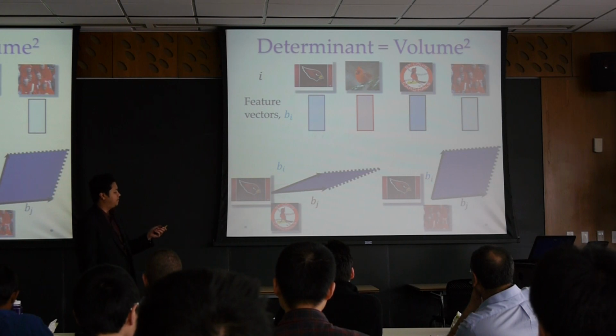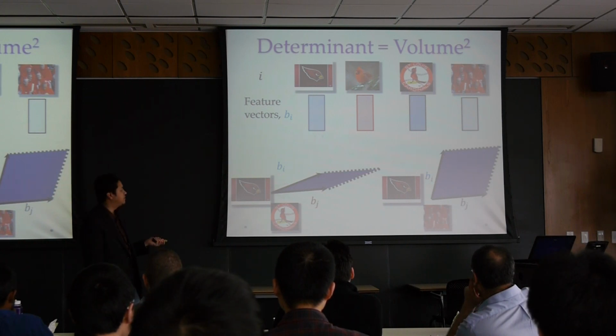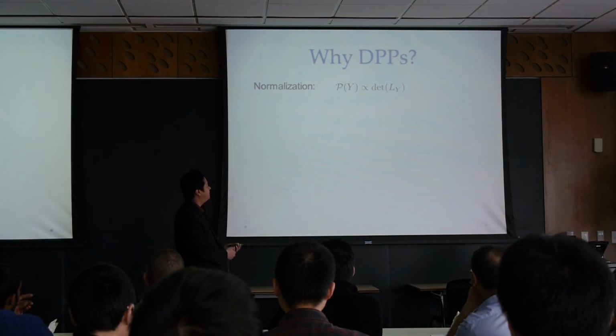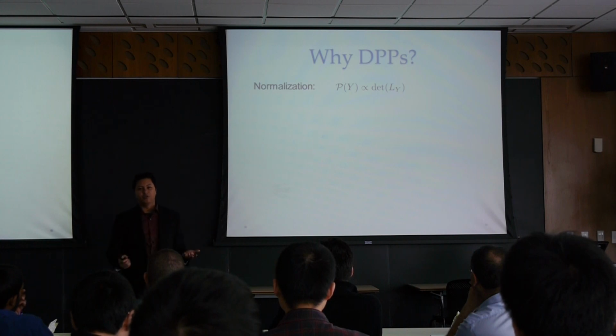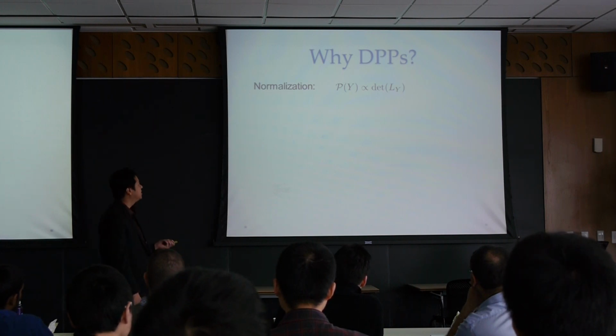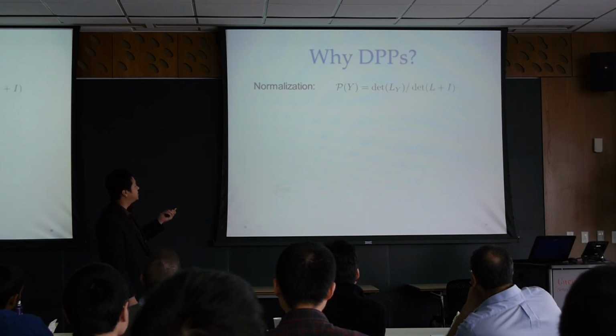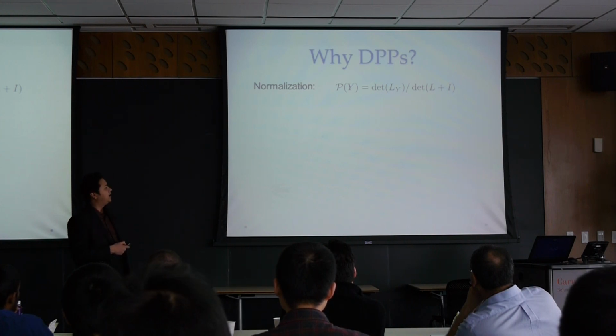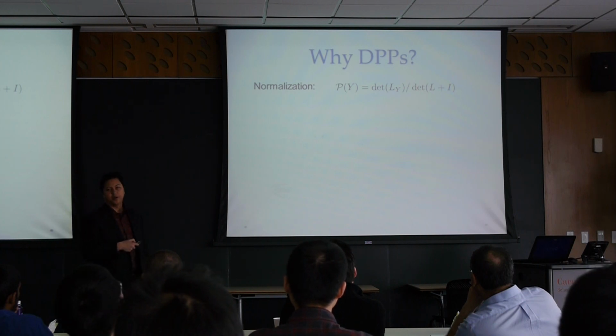So that's why generating from a DPP gives you a diverse set of items. So why DPPs, right? There are very nice mathematical formulas that you can derive out of DPPs. Something you've seen just now, like normalization, can be formed in a closed form. So if you sum over all possible sets Y, then this normalization constant will come up.